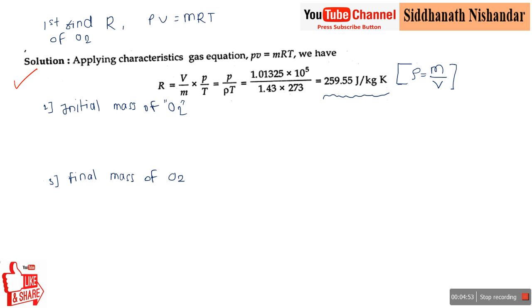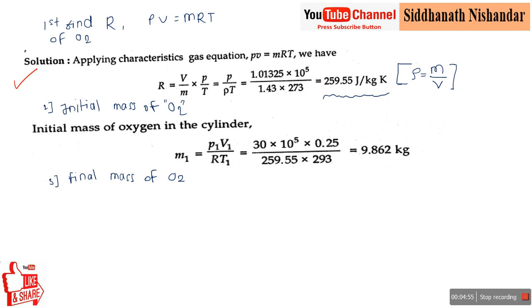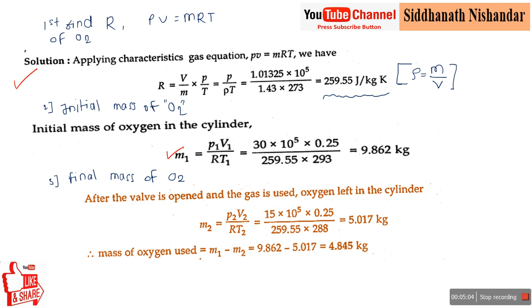For the initial mass of oxygen, I told you how to calculate it, using the simple relation, the characteristic gas equation PV is equal to mRT. We can calculate mass m1 here. Same way we can calculate m2 here.